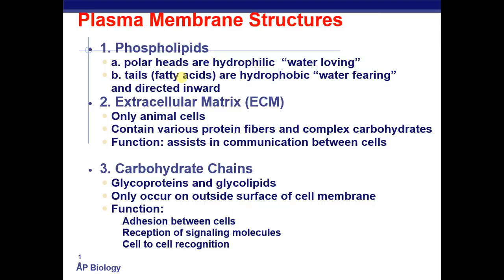So just to review, the plasma membrane is made up of the phospholipids with their polar hydrophilic heads and their nonpolar hydrophobic tails. On the outside, the extracellular matrix resides in animal cells that contain various protein fibers and complex carbohydrates to assist in cellular communication. We have the carbohydrate chains that only occur outside the surface of the cell membrane to aid in adhesion between different cells, that act as receptors for cell signaling and also with cell-to-cell recognition as well.